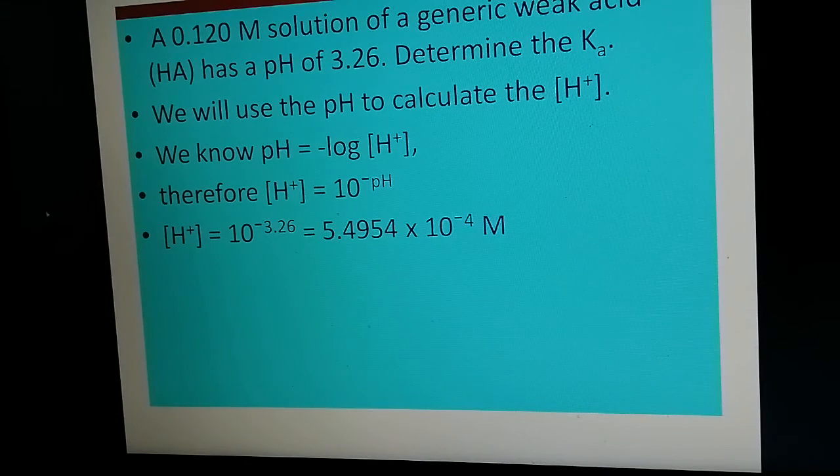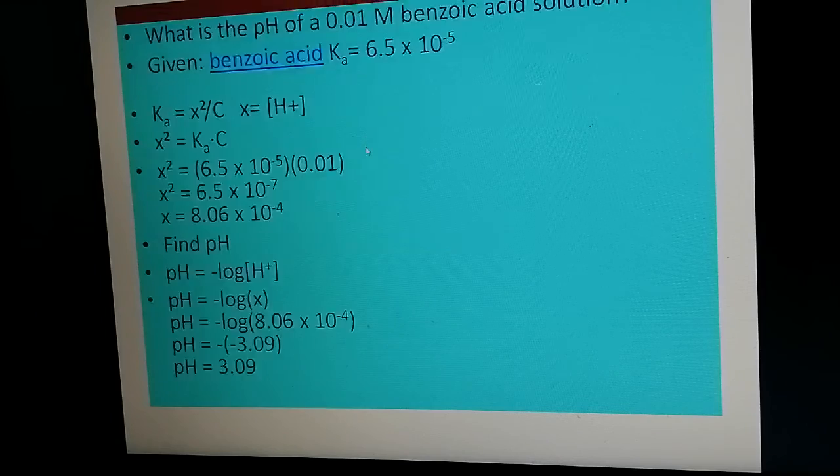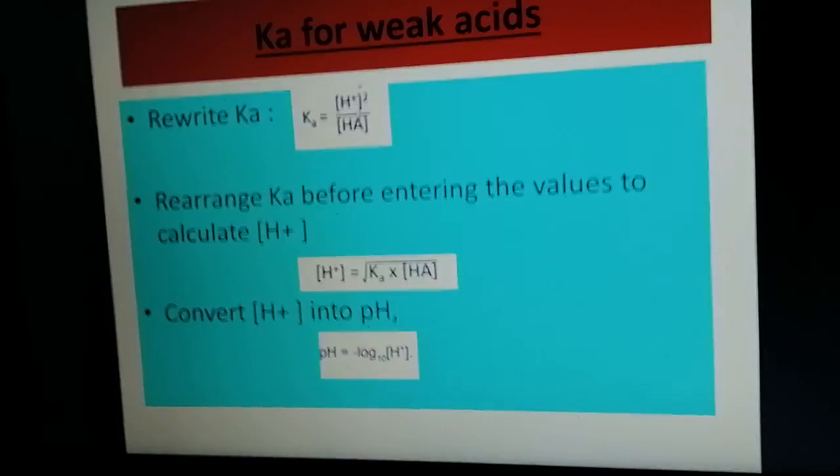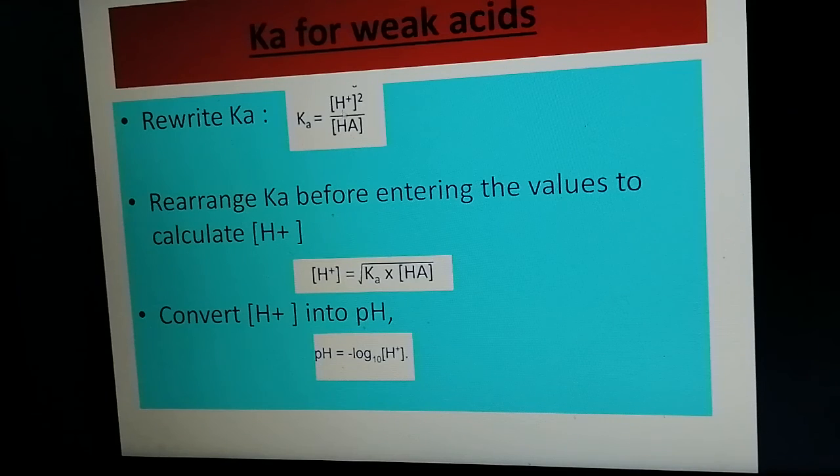Now we will see this question. A 0.120 molar solution of a generic weak acid HA has a pH of 3.26. Determine the Ka. The pH is given and you have to find Ka. You have to remember the equation for Ka: Ka is H plus squared by HA. The concentration of HA is given, but we don't have H plus. But we have pH, so from pH you have to find H plus first.